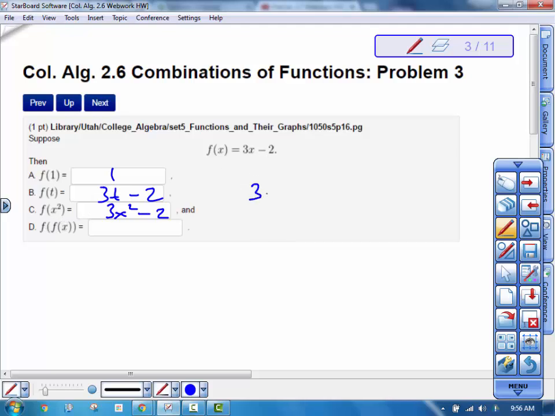So that'd be 3 times the function f minus 2. So you just take the function f and you plug it back into itself. In which case, this could simplify if you wanted it to. 9x minus 6 minus 2 is 9x minus 8.